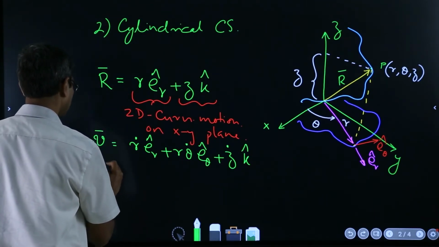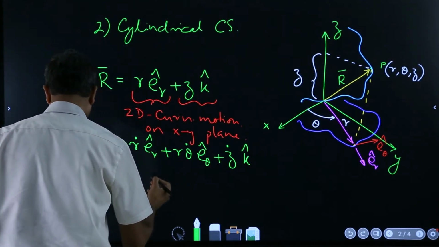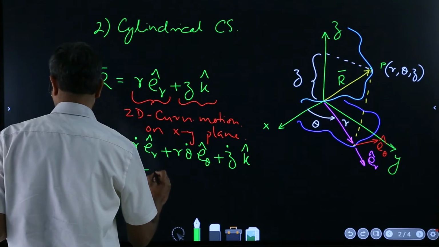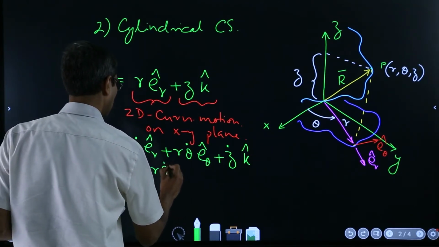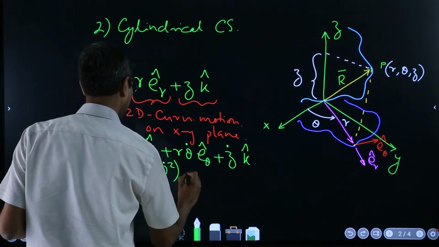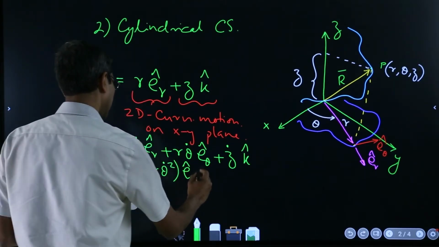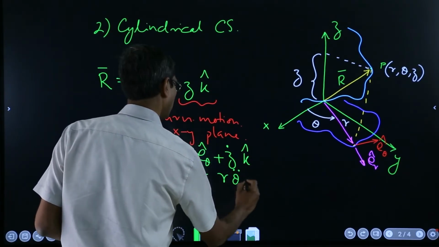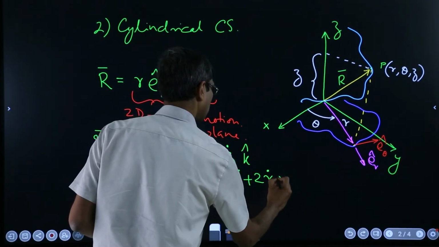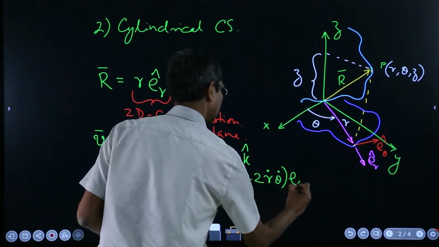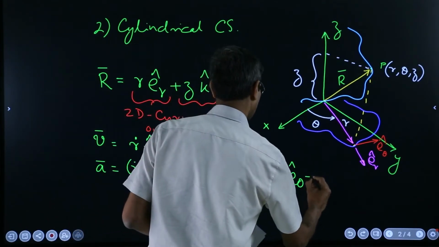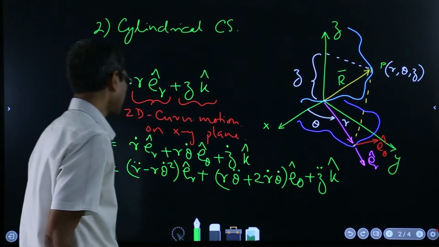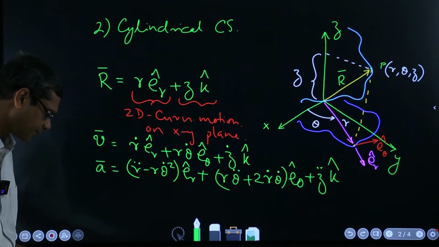And if you write the acceleration, it's exactly the same way we did for the other part. So it will be r double dot minus r theta dot squared in the e_r direction, then two terms: r theta double dot plus 2 r dot theta dot times e_theta, plus z double dot k. Okay, is that fine?